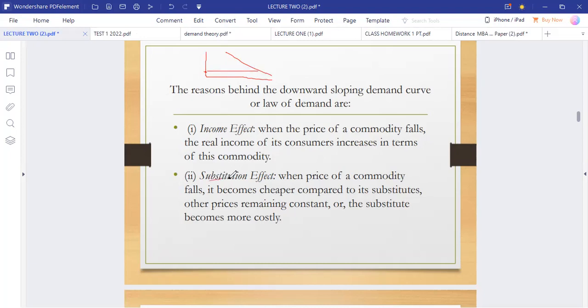The other one is the substitution effect, which arises when the price of a commodity falls, it becomes cheaper compared to the other substitute. So people will substitute and more people will come here. So if you are dealing with, say, bread and another good, you discover the other is cheaper because bread went up. So that's why we have a downsloping demand.